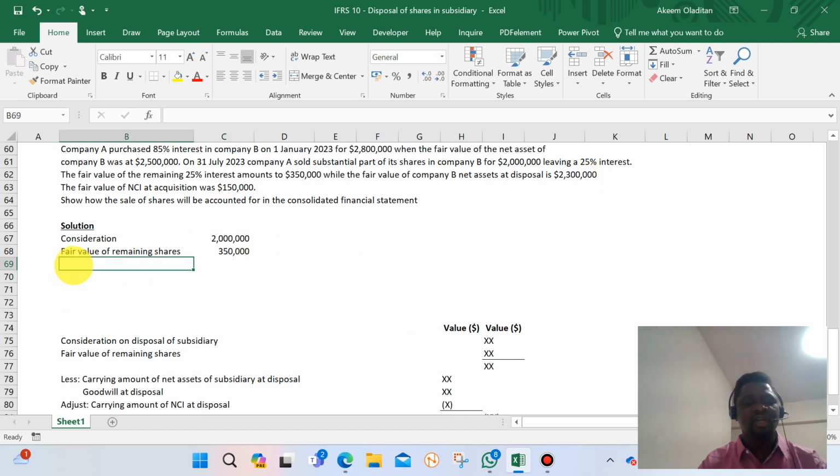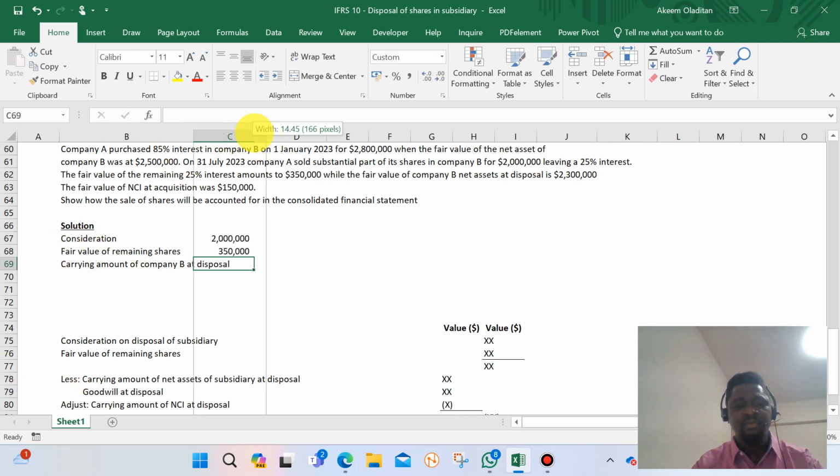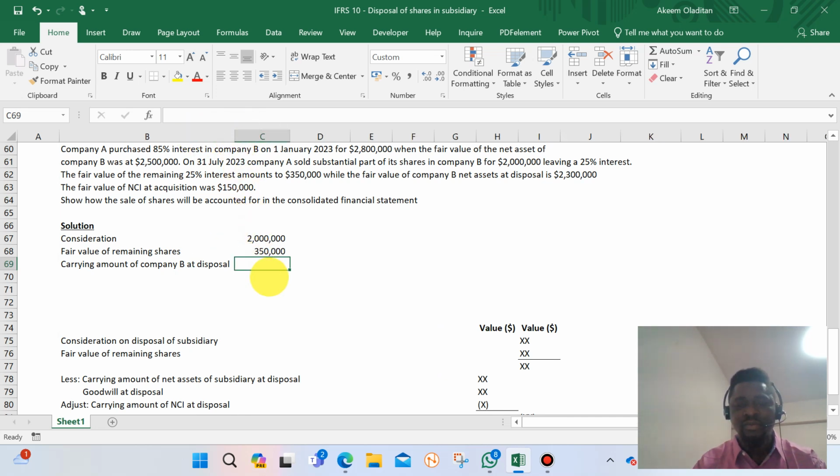So the carrying amount of company B at disposal was also given. That is 2,300,000.